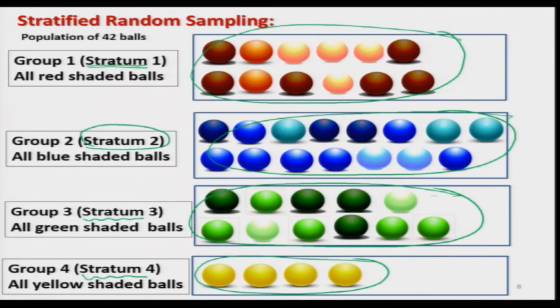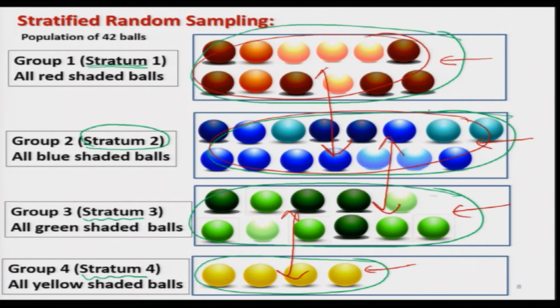Now, before that, if you compare the variability within the group, there is some variability. But if you compare the variability between the groups, or among the groups, then you can see that the variability is changing a lot. The variability between the balls of red color and the balls of blue color is entirely different.